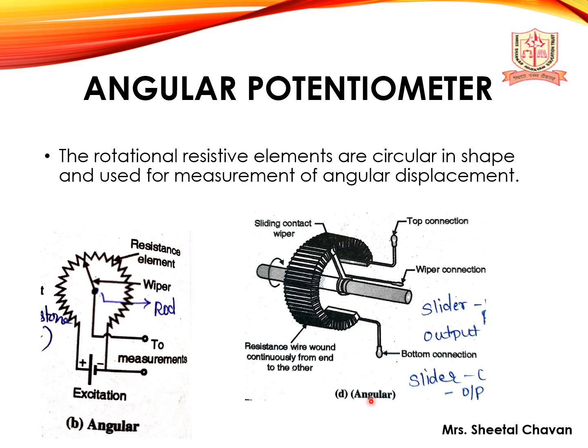Here this is the 3D diagram, figure D. Here you can see this is the wiper. Then this is the rod. The rod is attached to the wiper and this is the resistance element. As the wiper is moving in clockwise or anti-clockwise direction, the resistance will change accordingly.